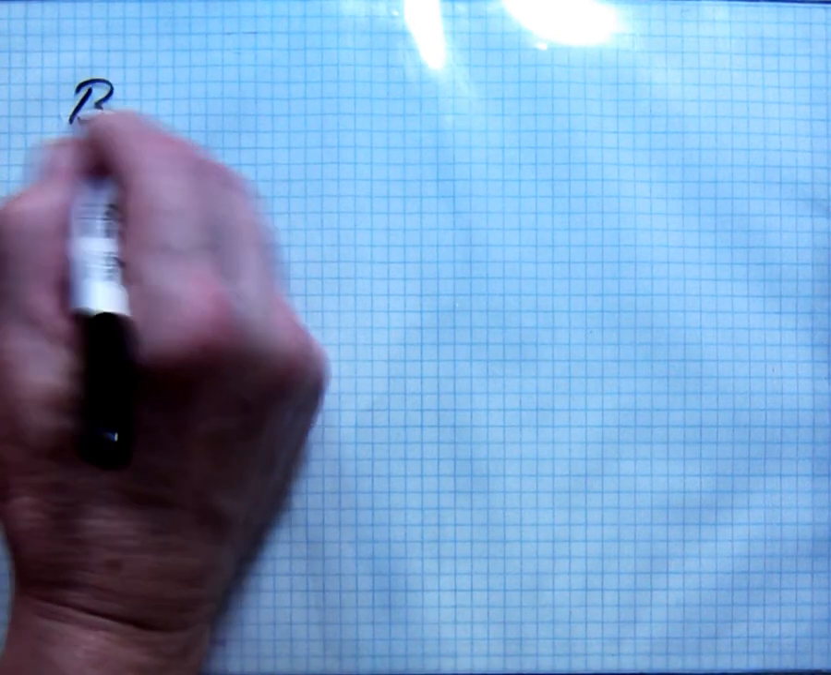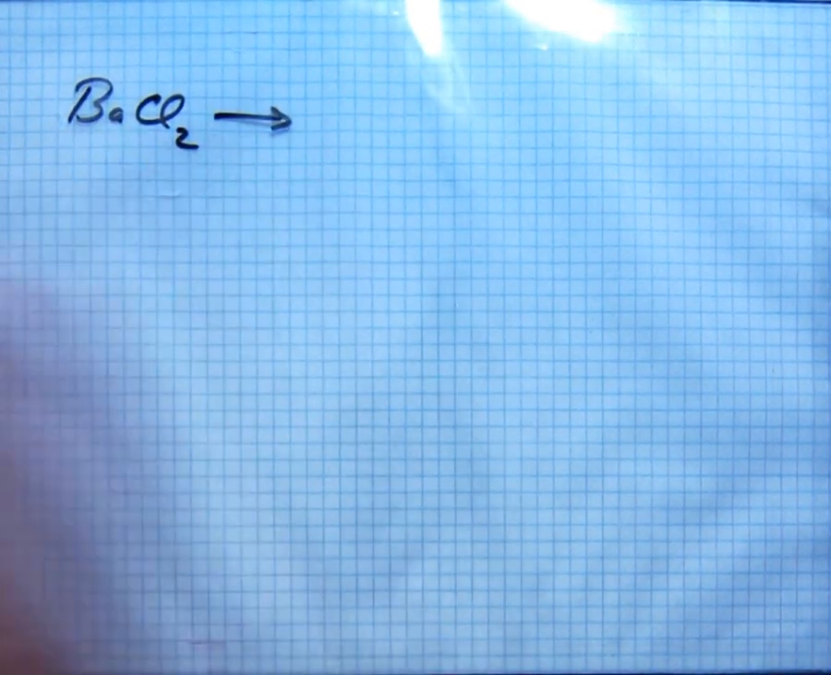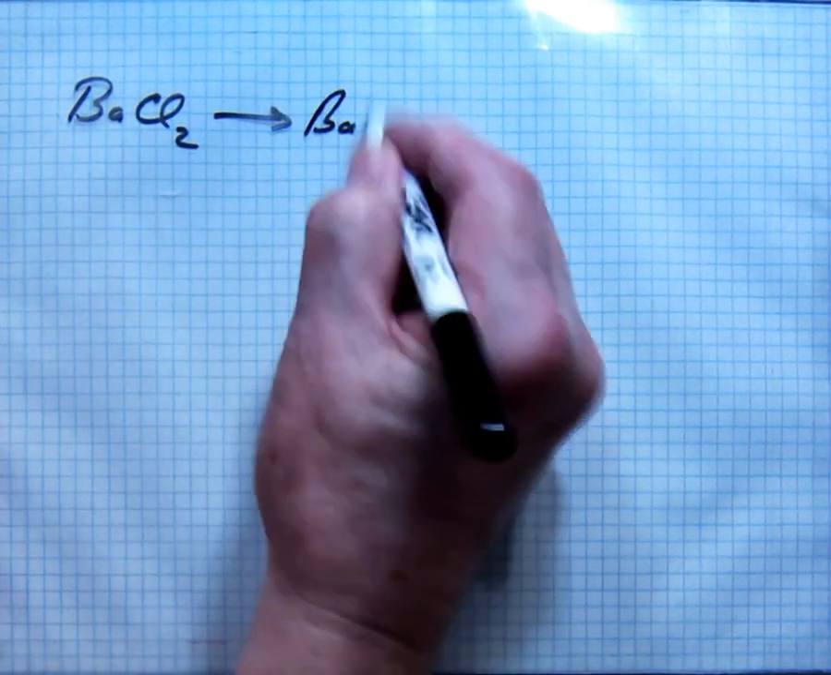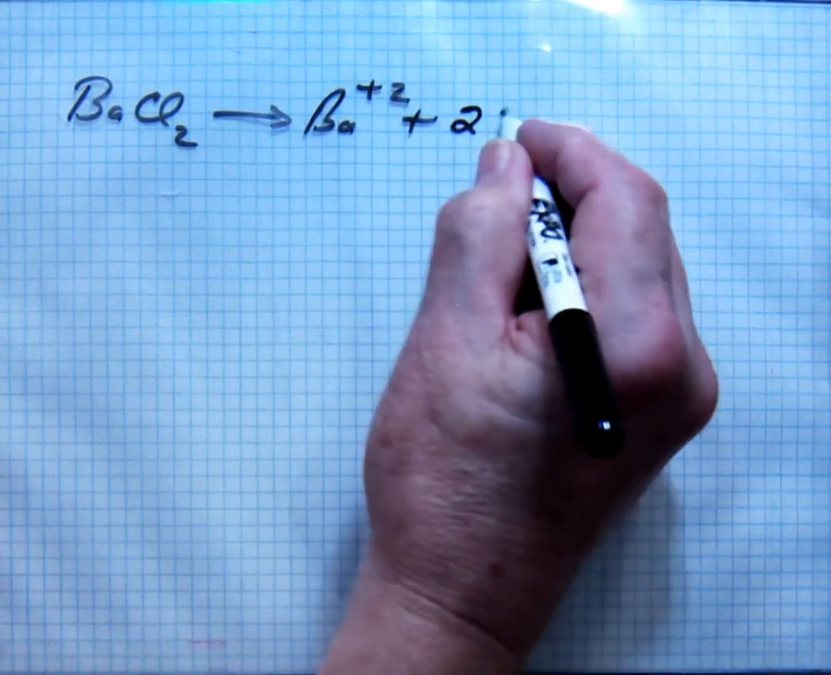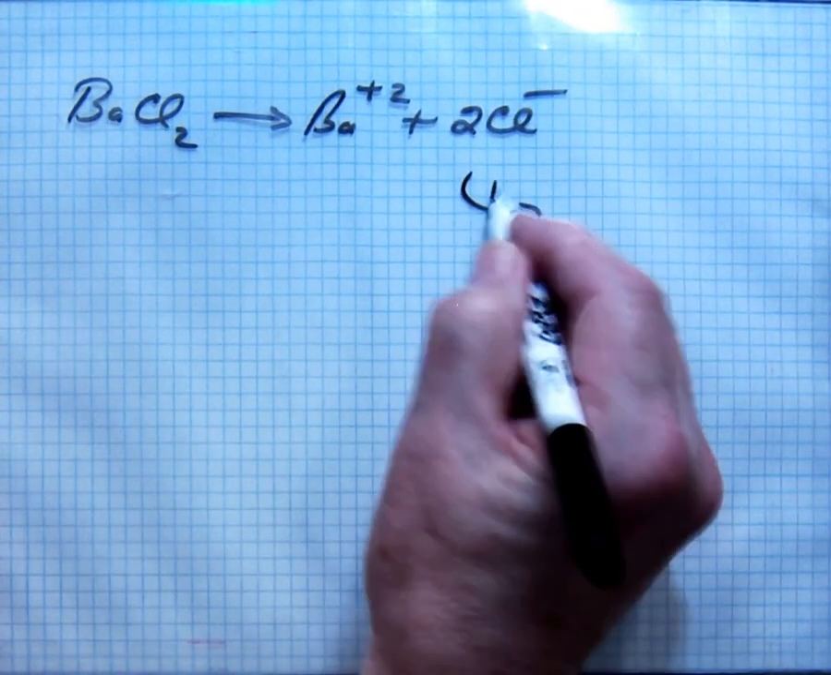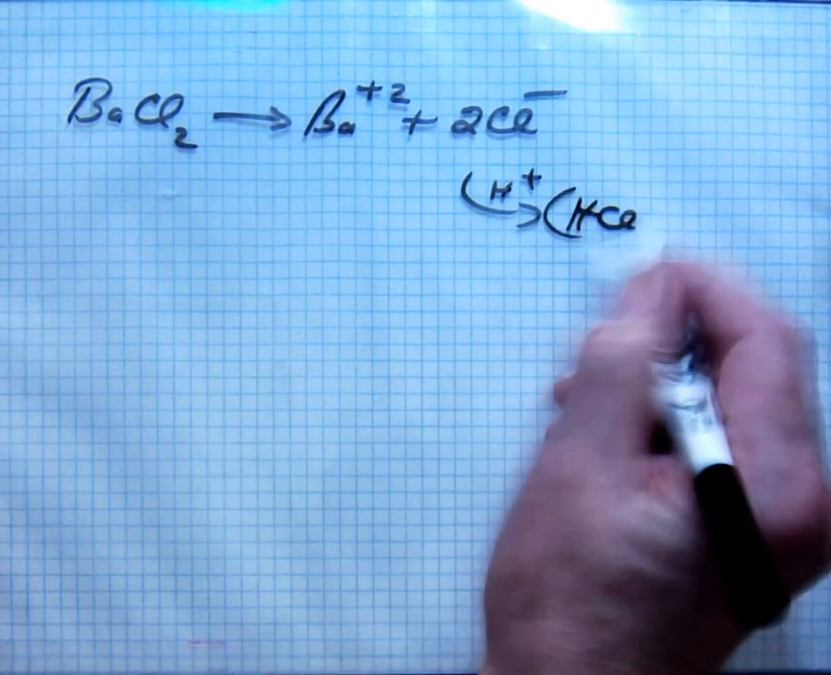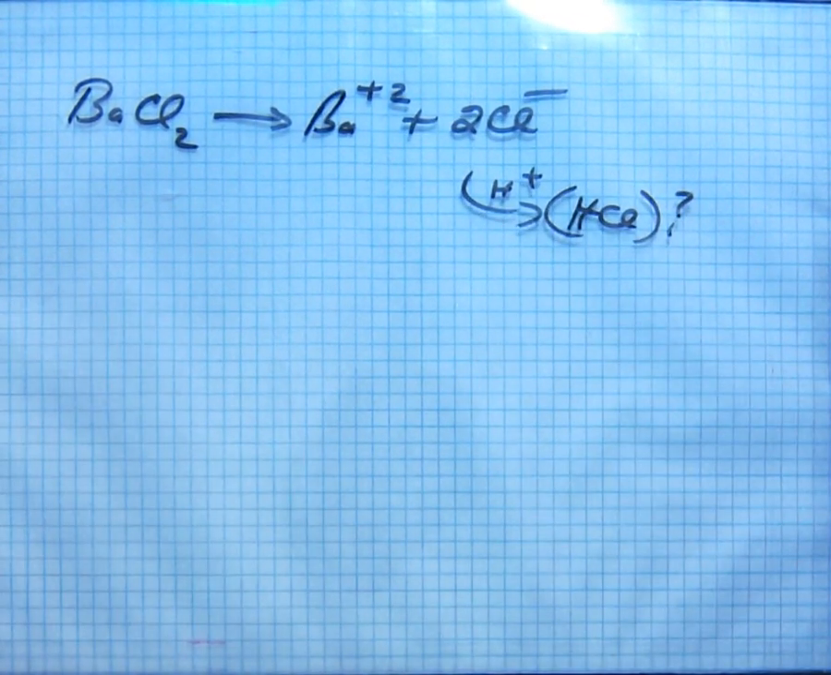Okay, but if we do barium chloride, if it's precipitating out for some reason, we have barium plus 2 plus 2 chlorides. Now, if you put an acid in with this, it's going to go to HCl. Is that a weak acid? No, that's correct. No. So if it's going to form a strong electrolyte, then changing the pH will not affect the solubility of whatever compound you want.